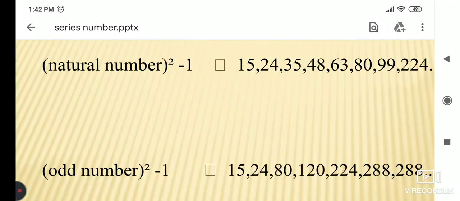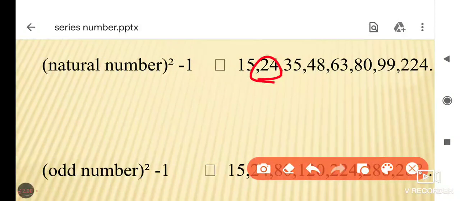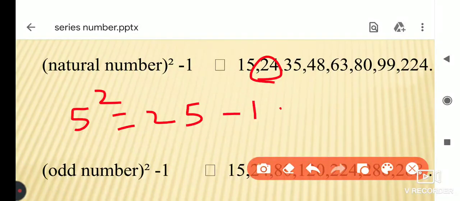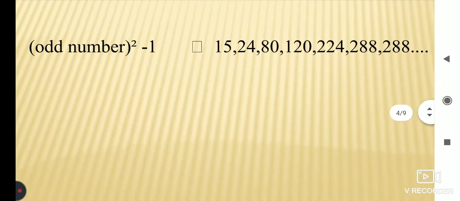Okay, the second number is 24. So 24 means if we add 1 to 24, we get the square number, that is 25. So 5 square is equal to 25 minus 1, we get the answer, the second number, that is 24. So this pattern is followed in this series, that is the natural number square minus 1. Okay, in the next example, the pattern is odd number square minus 1.